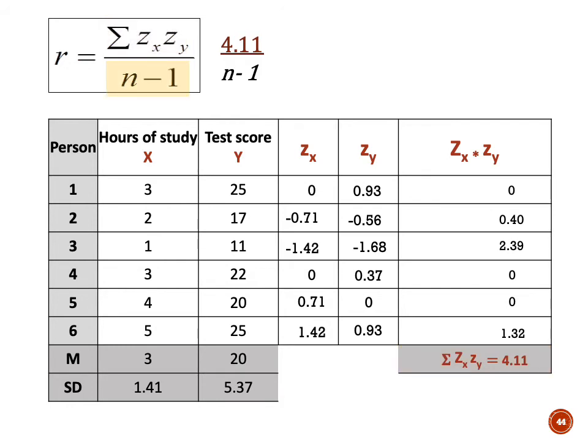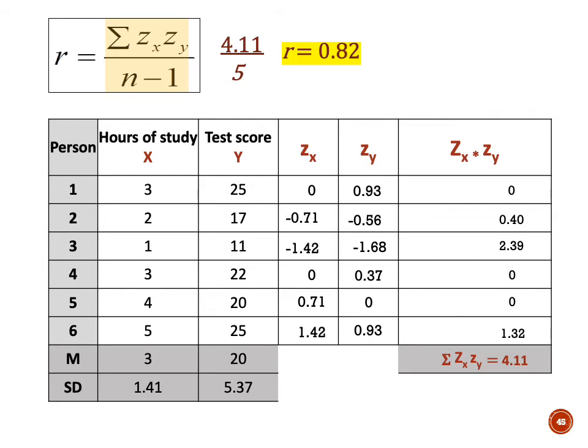So figuring out n minus 1 is easy. We know that our n is 6. We have 6 students in the data set. So we just plug that in. 6 minus 1 equals 5. So now we just calculate 4.11 divided by 5. And our answer you should get is 0.82. So we have successfully calculated the R statistic.